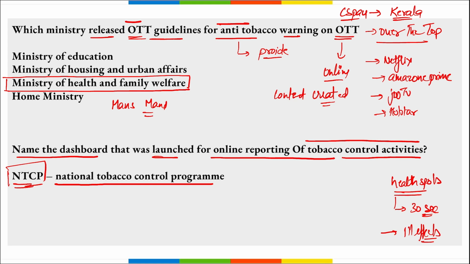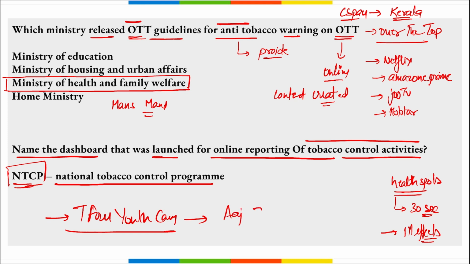Apart from this, Mansukh Mandaviya also released a tobacco free youth campaign. What is the name of this tobacco free youth campaign? It is आज जिंदगी जीते हैं. आज जिंदगी जीते हैं.